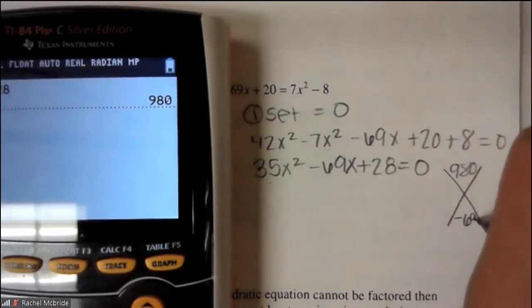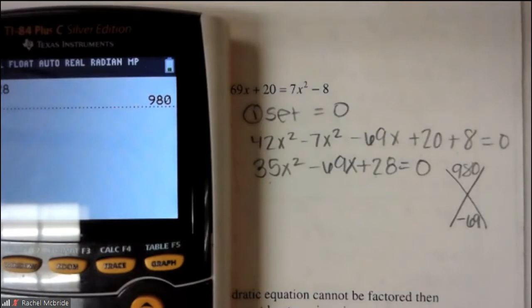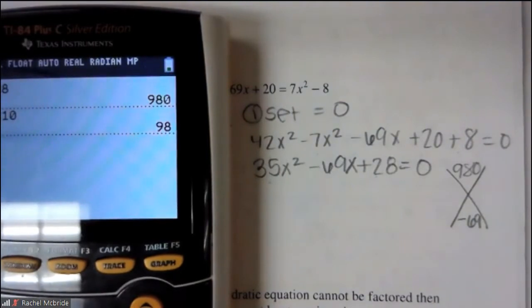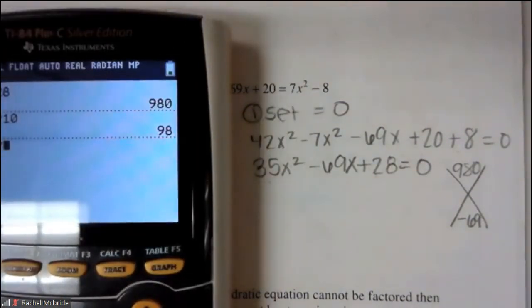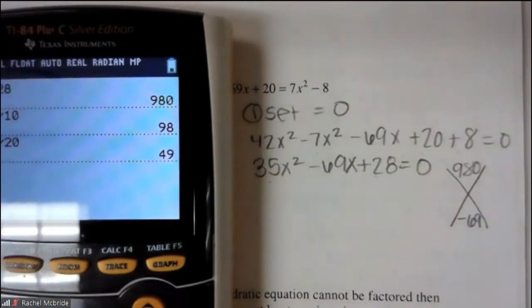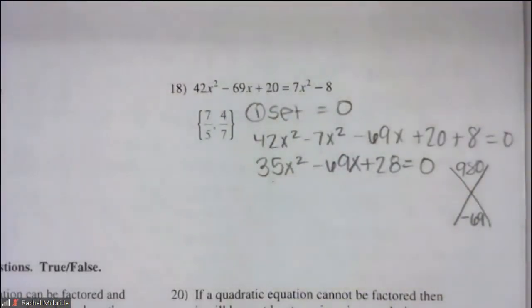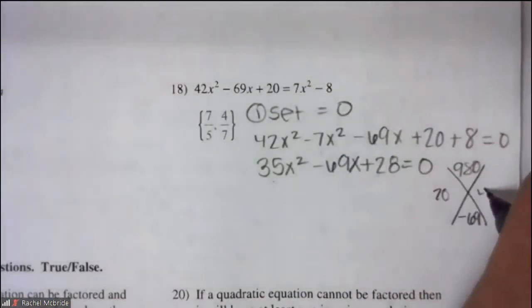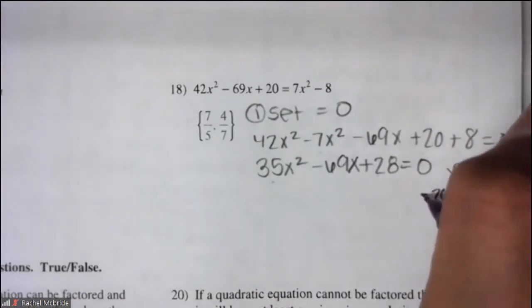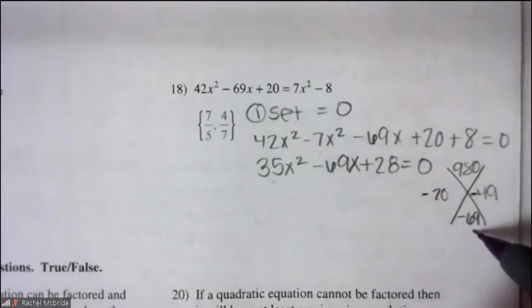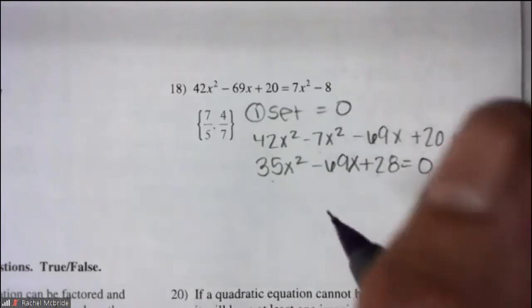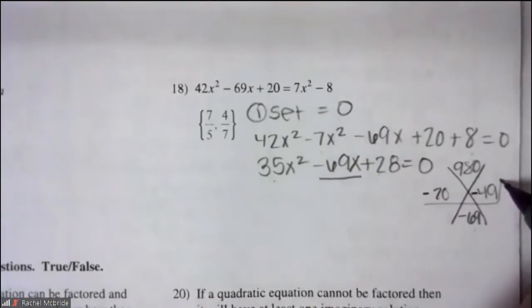You need two numbers that multiply to 980 and add to negative 69. I would start with maybe dividing by 10, and you get 98 and 10, so not quite there. Maybe 980 divided by 20, and I get 49. I'm just taking bigger numbers and dividing. So the two numbers are going to be 20 and 49. They're both negative, since this is negative and that is positive. Then I replace my middle term with those two values.